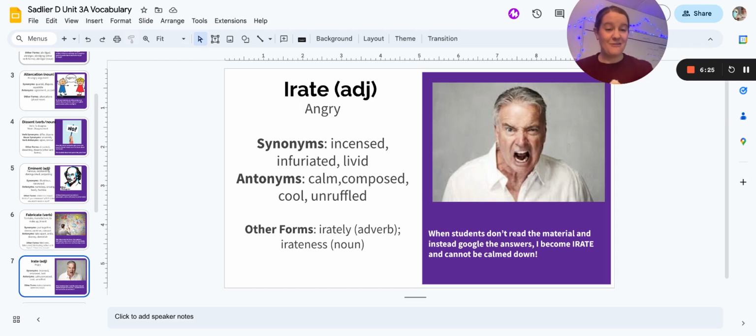That is a very irate gentleman in our picture. And our sentence: true story. When students don't read the material and instead Google the answers, I become irate and I cannot be calmed down. I want to know what you think, not what some rando on the internet thinks. It's better for me to know what you're thinking.